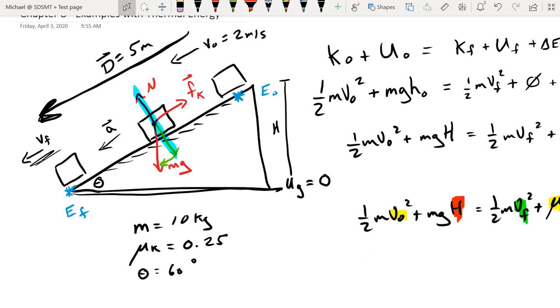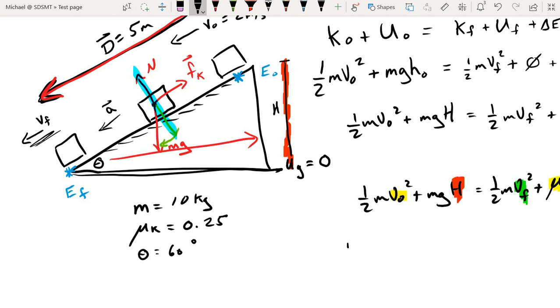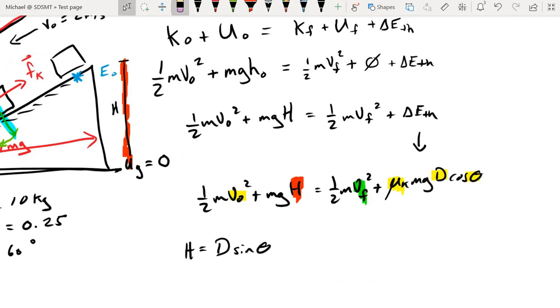But if we look at this triangle long enough, it kind of does a trick. The height is one leg of a right triangle, and it just happens to be the leg that is opposite of our theta value, and big D is the hypotenuse of that triangle. So H can be described as big D sine theta, and we can sneak that in to our expression.